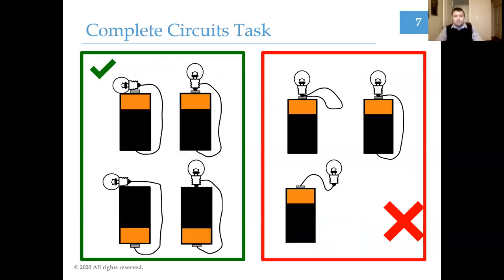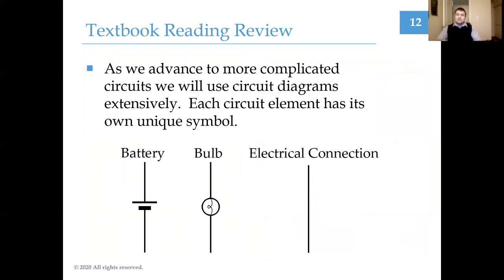Because I don't want to have to go through, every time I'm drawing a new circuit, I'm a terrible artist, so I don't want to have to draw this battery, and I don't want to have to draw this really complicated looking bulb. So what we're going to do instead is we'll come up with a couple of conventions that all of us will use to indicate that there are elements present and connected in a certain way within a circuit.